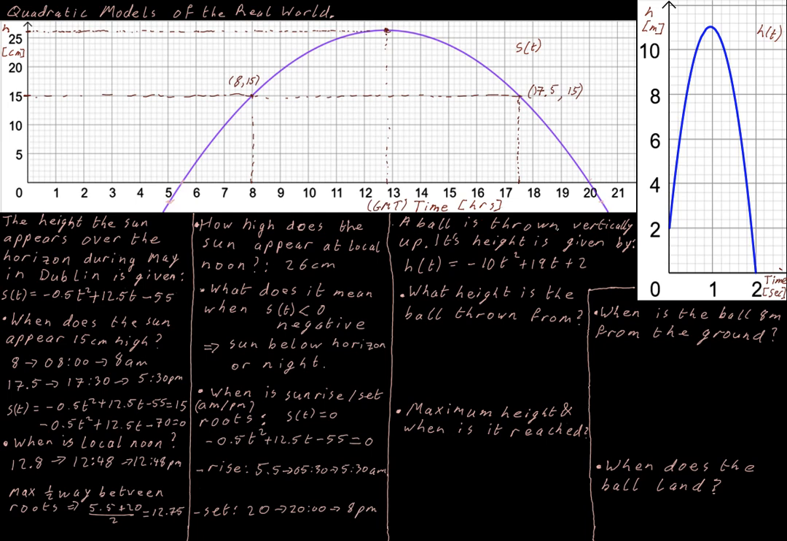Now, a ball is thrown vertically up. Its height is given by h of t. So we're dealing with changes in time, t for time, just like we were before here. This time our time is in seconds and our height is in meters. What is the height of the ball thrown from? So what height is the ball thrown from? Well, it's thrown at time is 0. That's when it gets thrown, and that is happening at a height of 2 meters.